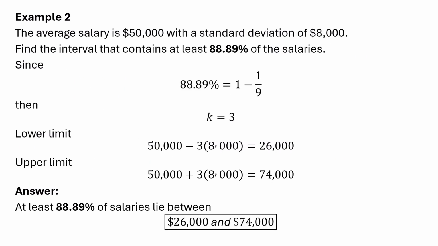Chebyshev's theorem tells us the minimum proportion of data that must lie within a certain number of standard deviations of the mean, regardless of the shape of the distribution. For example, at least 75% of all observations lie within 2 standard deviations of the mean, and at least 88.89% lie within 3 standard deviations. This makes the theorem especially useful when the distribution is unknown or not normally distributed.